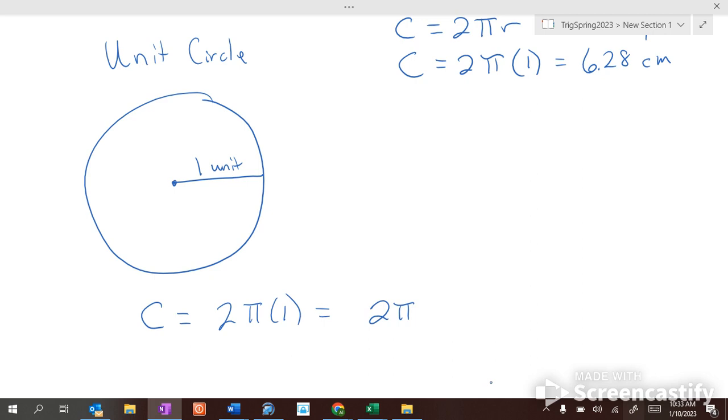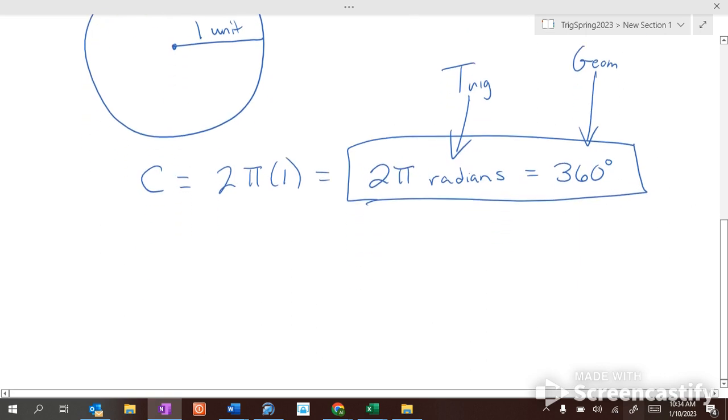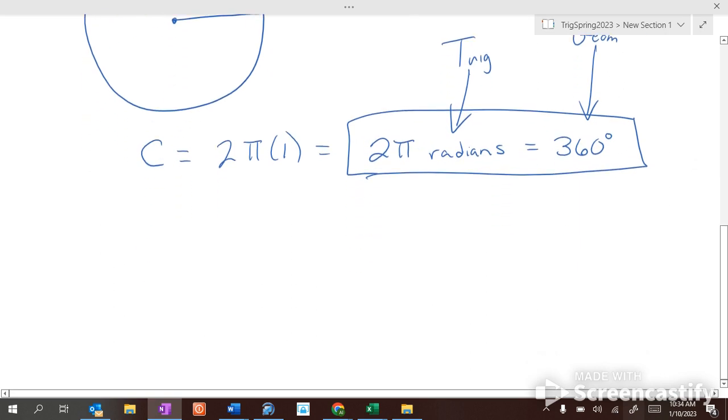Now, this distance is 2 pi radians, which is equal to the distance around a circle in degrees, 360 degrees. So, in a circle, there are 2 pi radians, and there are 360 degrees. This is the trig value of finding the distance around a circle. This is the geometry value of finding the distance around a circle. In geometry, we use degrees. In trig, we use radians. But we're going to use degrees quite often in trig as well.